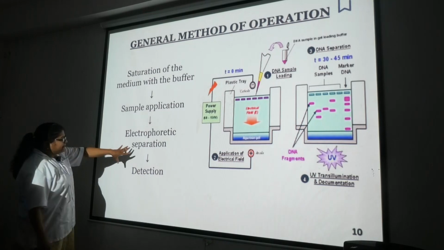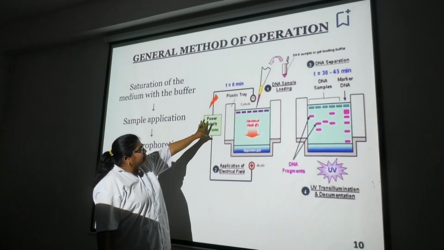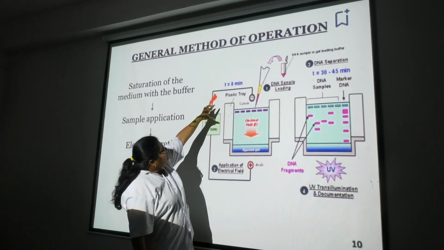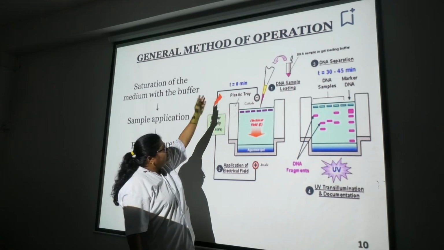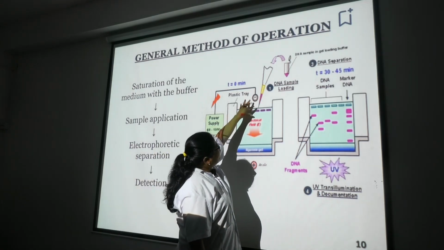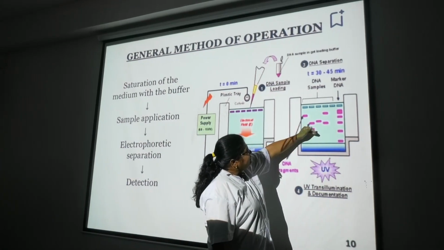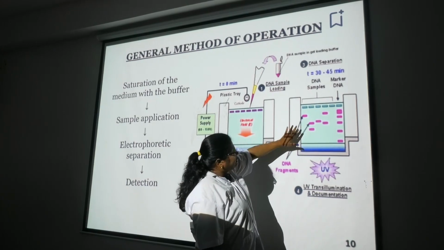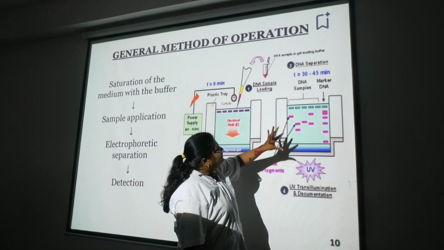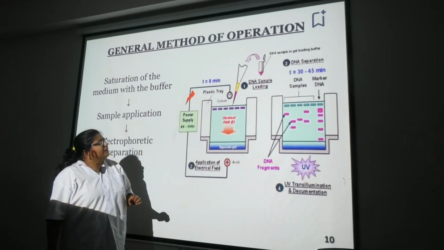Sample application, electrophoresis separation and detection. The process is the same procedure. Here is the power supply. These are the electrodes, one positive and one negative, and here time is 0 when the application is done. It is the agarose gel electrophoresis. DNA sample loading here, and after 30 to 45 minutes we see the separation. DNA separates. Migration is different for different samples, and here is the marker DNA, and we compare it and detect it by UV transillumination, and documentation is done.